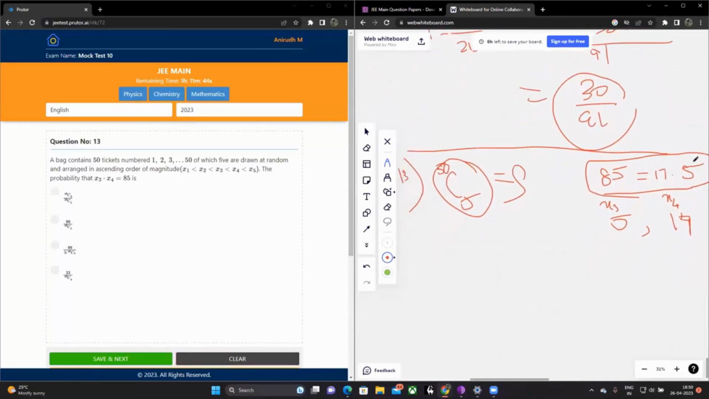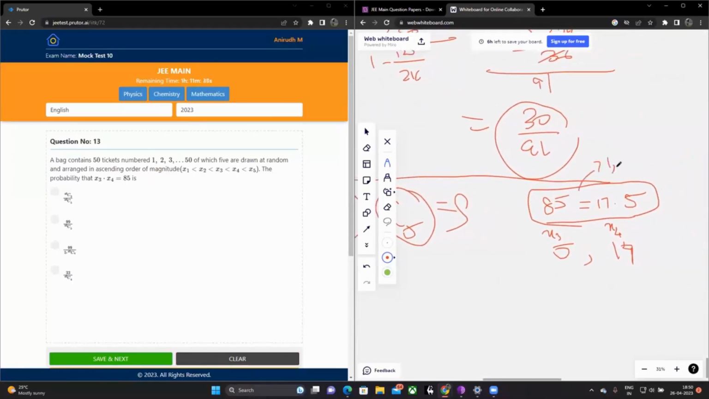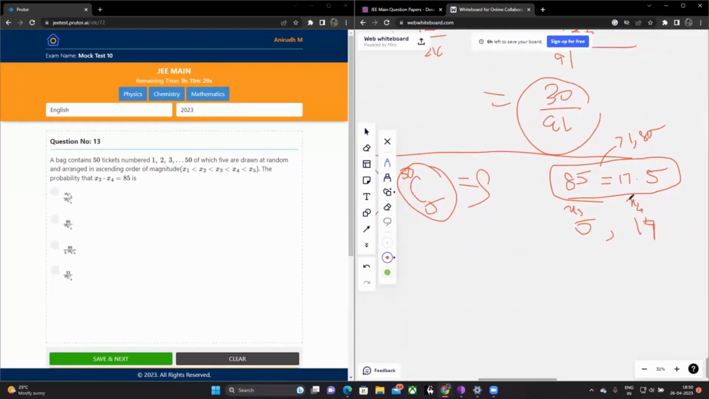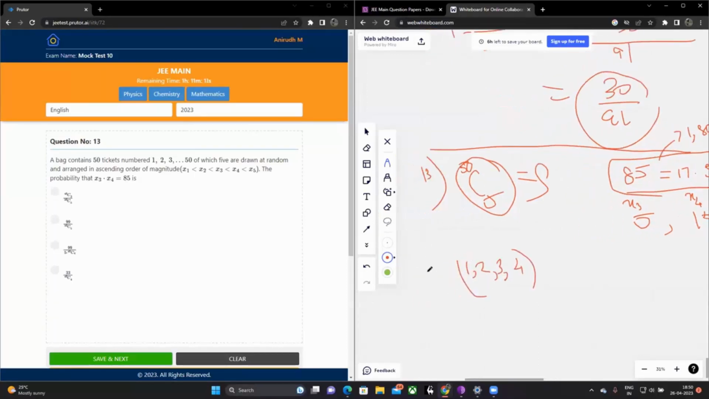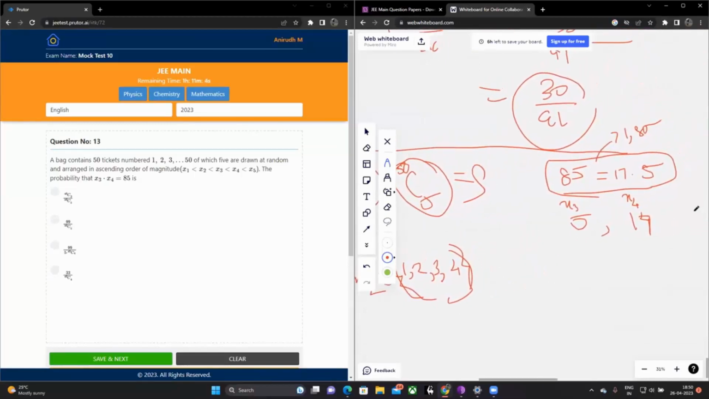So yeah, you can see that 85 does not factor any other way, and the way of 1 and 85 being factors does not actually affect anything over here, because there are only 1 to 50 tickets and not 85, right? So you have the constraint that x3 is 5, x4 is 17. Those are fixed, right? So you can choose x1 and x2 from 1, 2, 3, and 4, because these are arranged in ascending order of magnitude, right? So x1 and x2 belong to this, right? And x5 belongs to whatever is greater than 17, right?